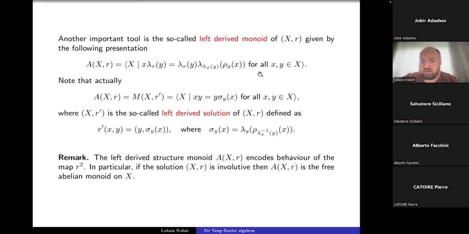So to a general solution, we associate something which is called the derived solution. If you look at this formula with R prime, so from lambdas and rhos, we can build sigmas and obtain a solution of that form. You see at the first component, we have just the identity. So xy is sent to y, sigma y of x. And this solution is much simpler in dealing.